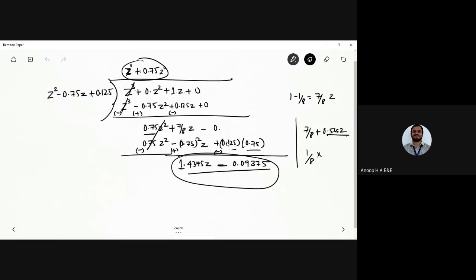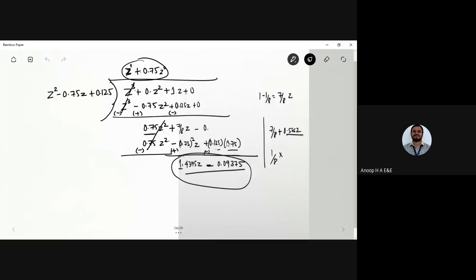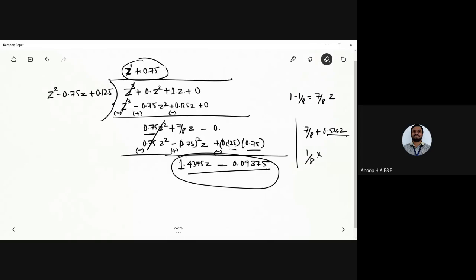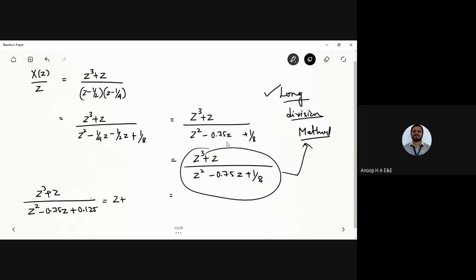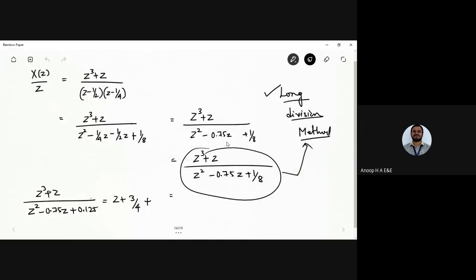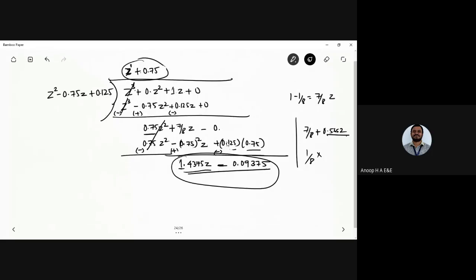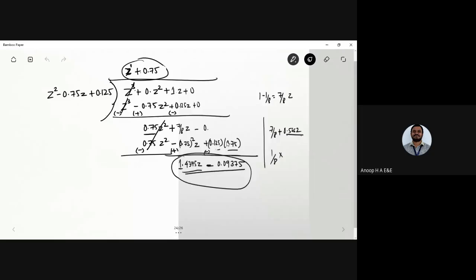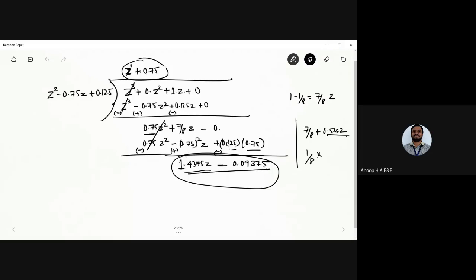how has it been resolved? So z plus 0.75. Okay, this is z power 0, or else I can just erase this: z plus 0.75. That is z plus 3 by 4, since 0.75 can be written as 3 by 4, plus, what is the function over here? I have 1.4375z minus 0.09375.